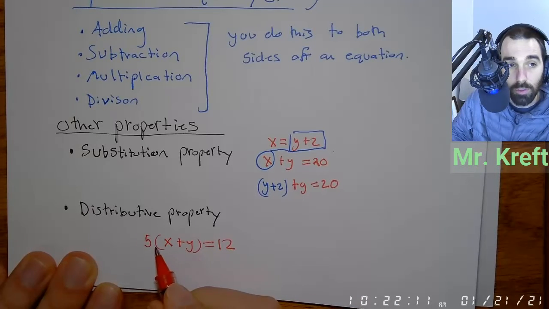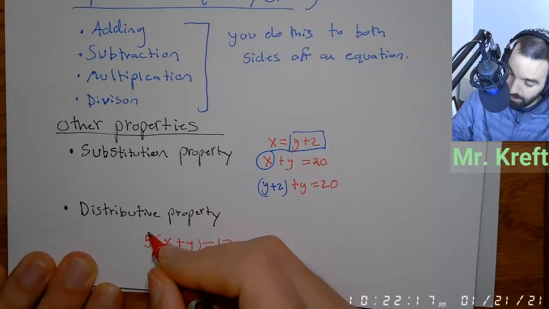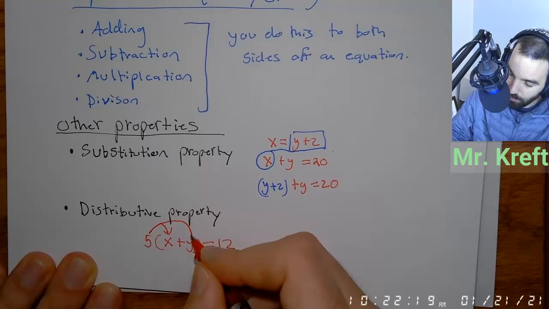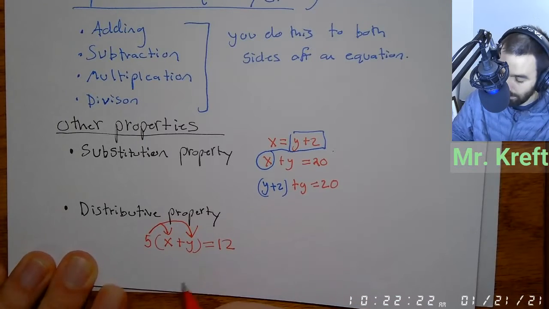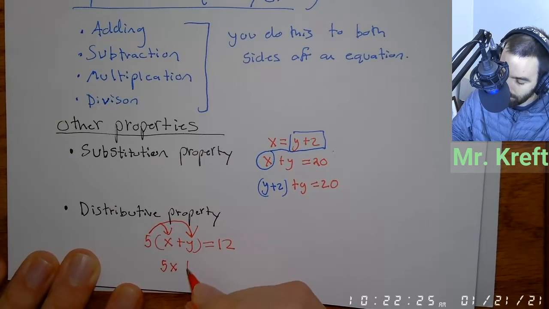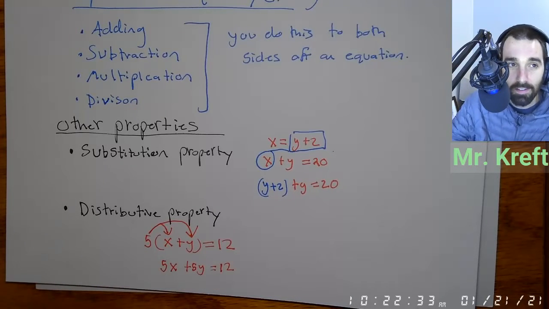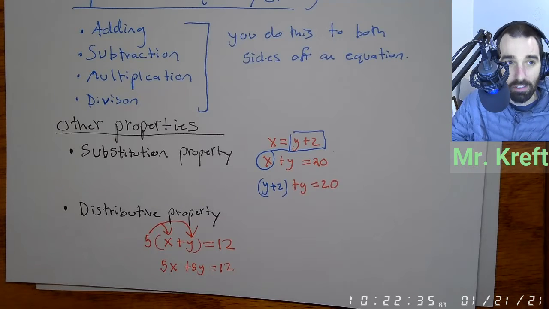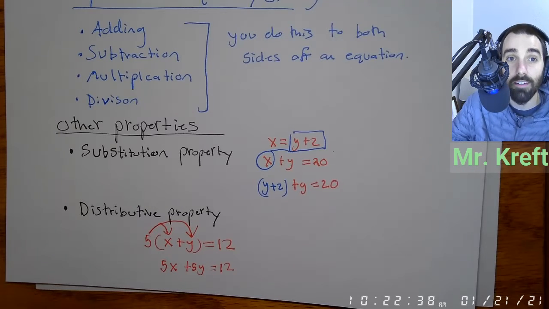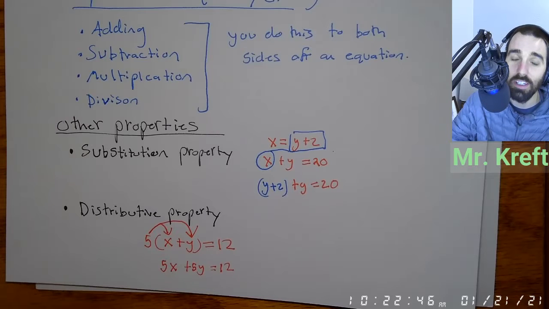So we have distribution when we have something that's grouped. I always like to think of it as a shopping cart, and then you're multiplying everything in that shopping cart by the number on the outside. So this would be 5x plus 5y equals 12. The 12 isn't affected there. I know I'm going through this quickly, but this is all stuff you have done in algebra. So we have adding, subtracting, multiplication, division, substitution, and distributive property.